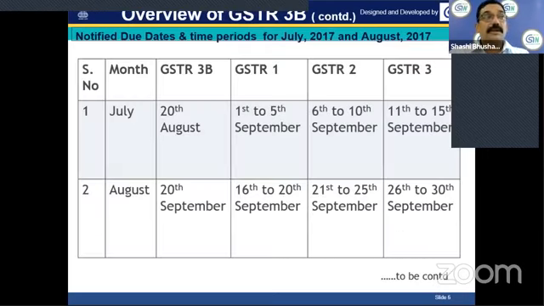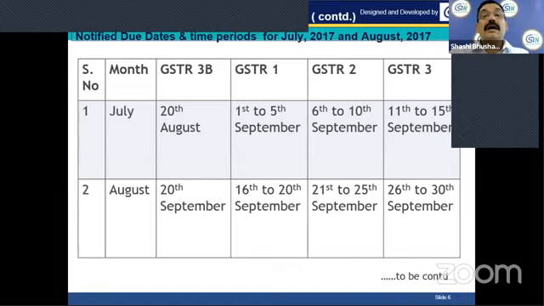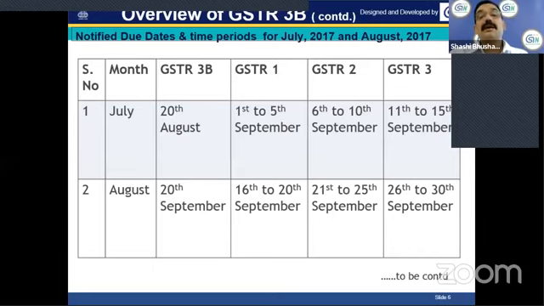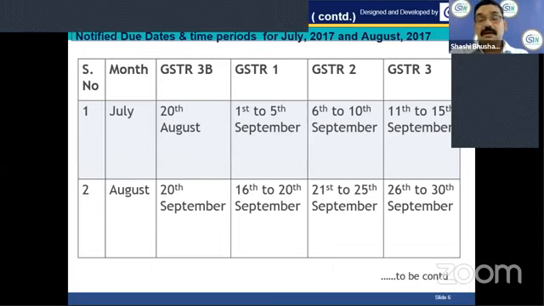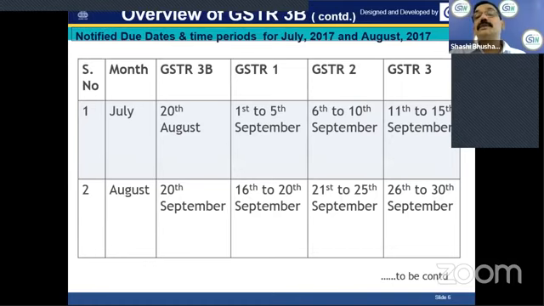Now these are the dates which have now been formally notified by the government that GSTR 3B has to be filed for July by the 20th August, for August by the 20th September. And GSTR 1 has to be filed from 1st to 5th September for July, and from 16th to 20th September for August. And GSTR 2 has to be filed by 6th to 10th September for July and 21st to 25th September for August. And the differences that are there will have to be paid through GSTR 3 between 11th and 15th September for the July tax period and 26th to 30th September for the August tax period.